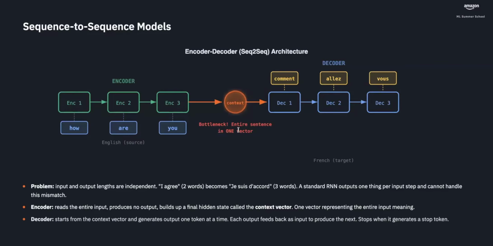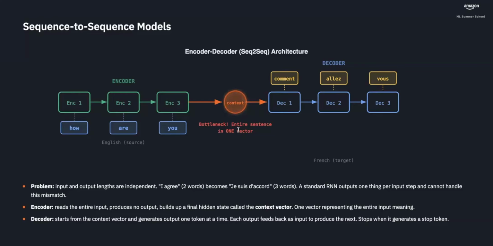sequence. The second phase is the decoder. It starts with the context vector loaded as its initial hidden state. So it begins with the encoder's full understanding of the input. Then it generates output one token at a time. It produces the first word, feeds the word back in as the next input, produces the second word, feeds that back in, and keeps going until it generates a special stop token. This auto-regressive loop where each output becomes the next input is what lets the decoder generate sequences of any length.